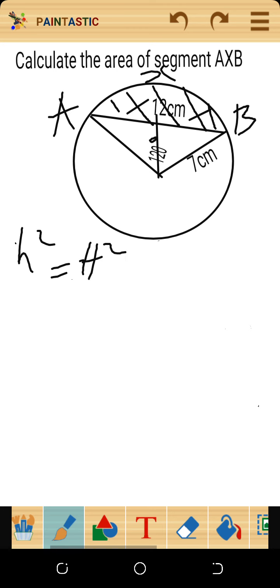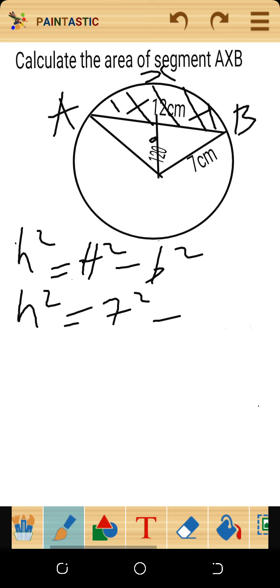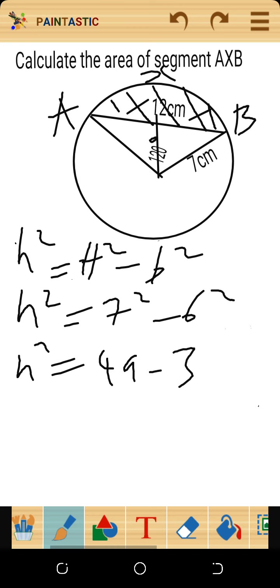hypotenuse squared minus base squared. So this is the formula that you can use concerning Pythagoras theorem. Height squared is equals to hypotenuse squared, that's 7 squared, minus base squared, that's 6 squared. Height squared is equals to 49 minus 36, that's 13.